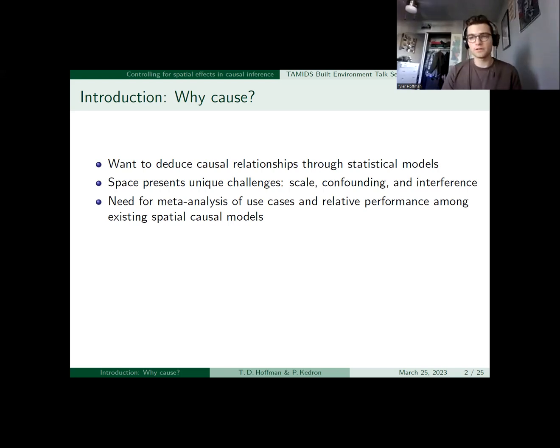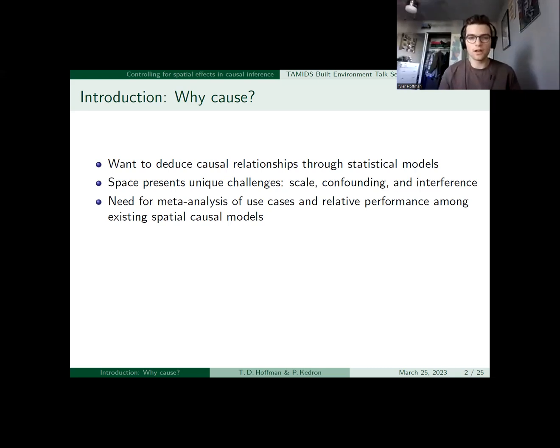But space and the distributions of variables in space present unique challenges during this process, and those are primarily scale, confounding, and interference. I include scale here because it's a uniquely spatial problem, and it's the subject of a lot of research in spatial analysis, GeoAI, GI science, but this talk is primarily going to focus on confounding and interference.